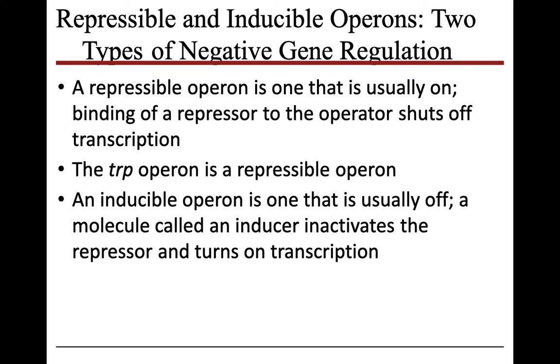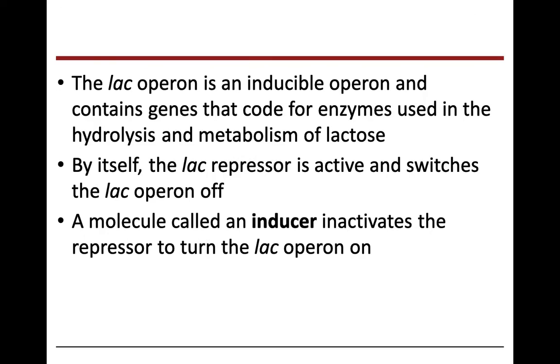E. coli are going to be found in an environment that is low in tryptophan, hence they are going to need to make more tryptophan. Alternatively, we can have inducible operons, which are usually off. A molecule called an inducer inactivates the repressor and turns on transcription.